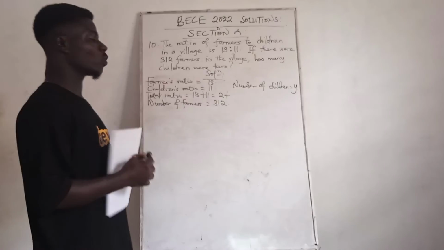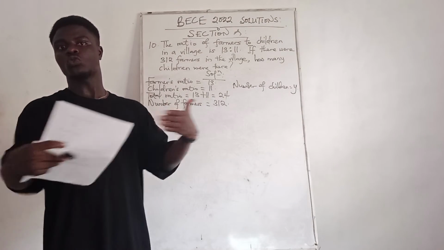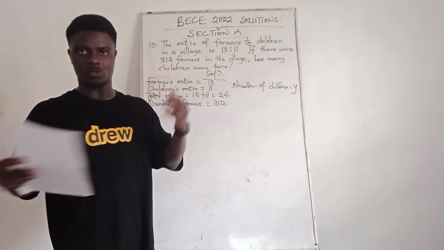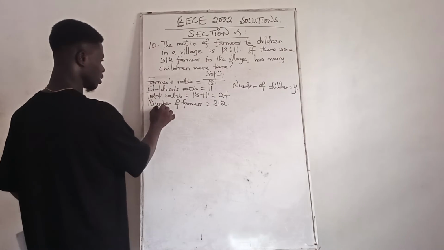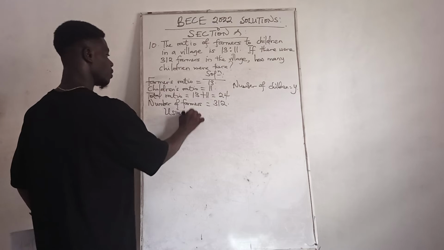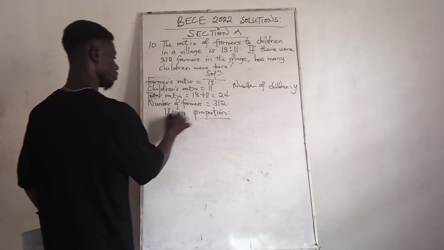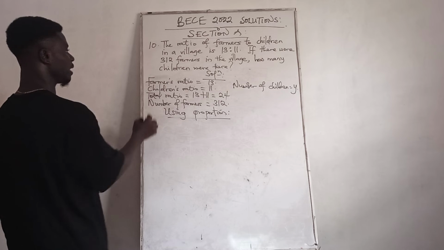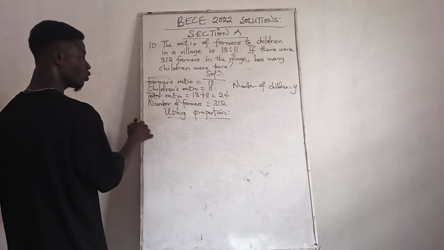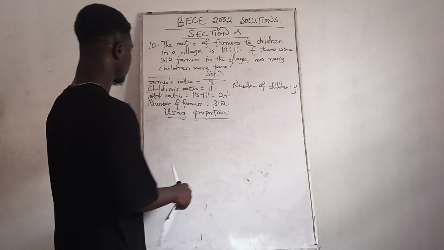Now, you can solve this one using proportion. Proportion is an equation which makes what? Two ratios be what? Equal. It's an equation which makes two ratios equal. So we can use proportion to solve this. So now let's see. You can say that ratio of farmers to what? The number of what?